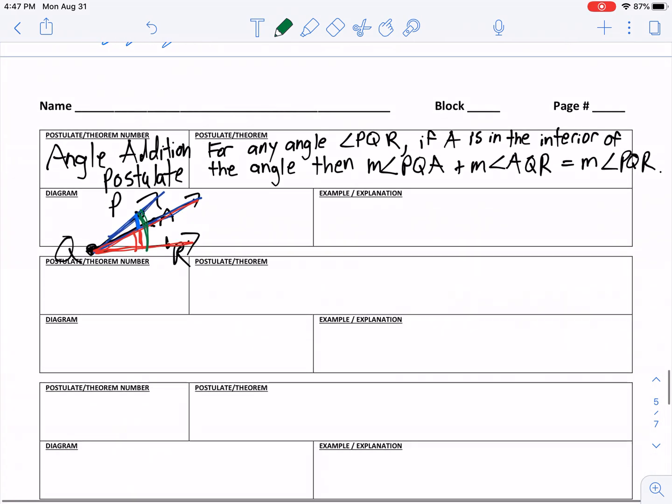Okay, so that's what that's saying there. So the measure of PQA plus the measure of AQR equals the measure of PQR.